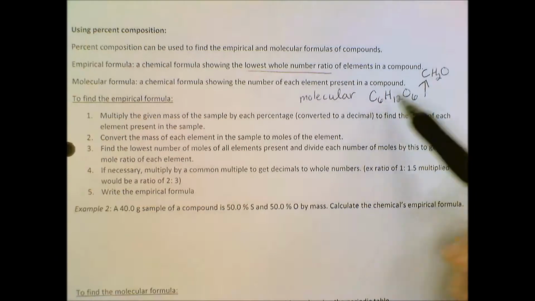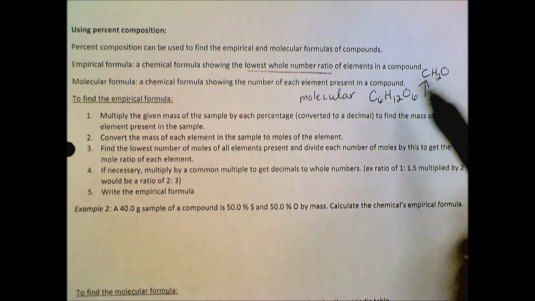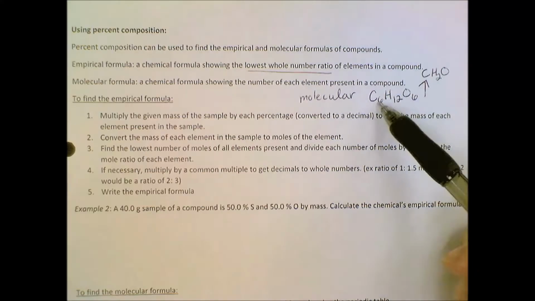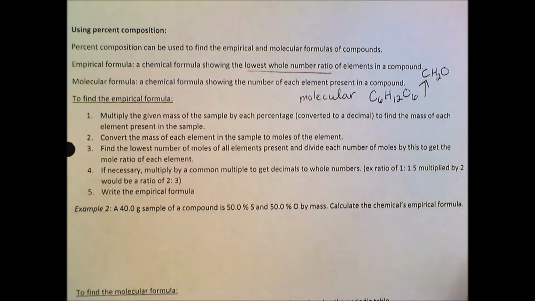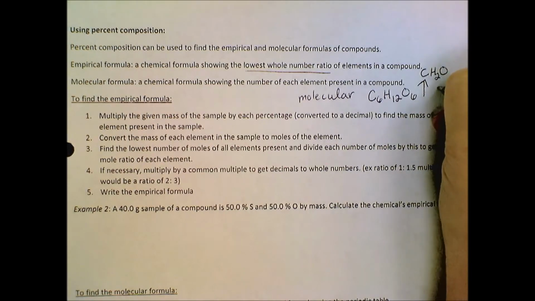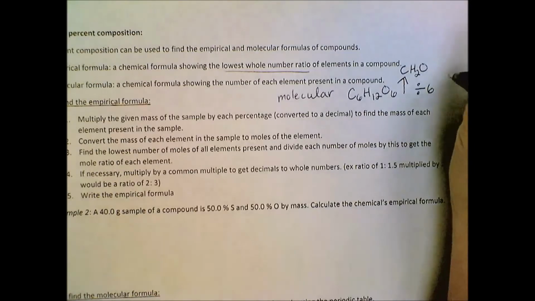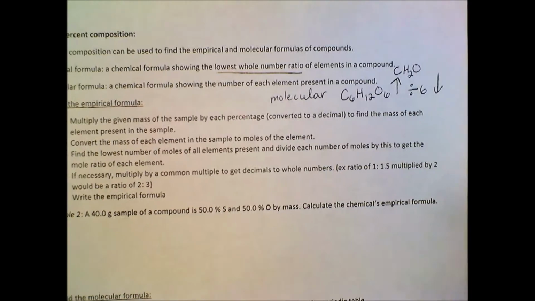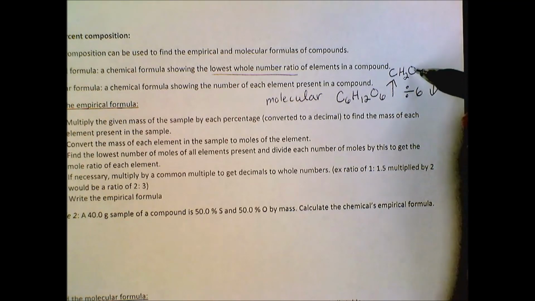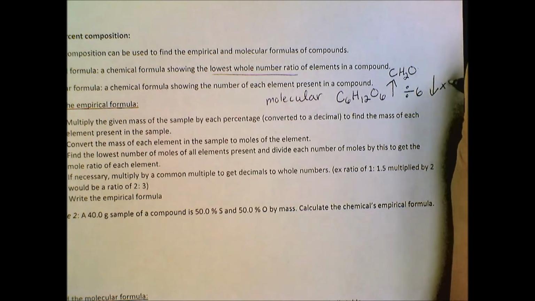And we simplify it by finding a number we can divide all the subscripts by. So we can divide everything by 6, so we get 1, 2, 1 for our subscripts. So to get from one to the other, we divided by 6. If we wanted to go the other way and actually go from our empirical to our molecular, we would have to multiply by 6.